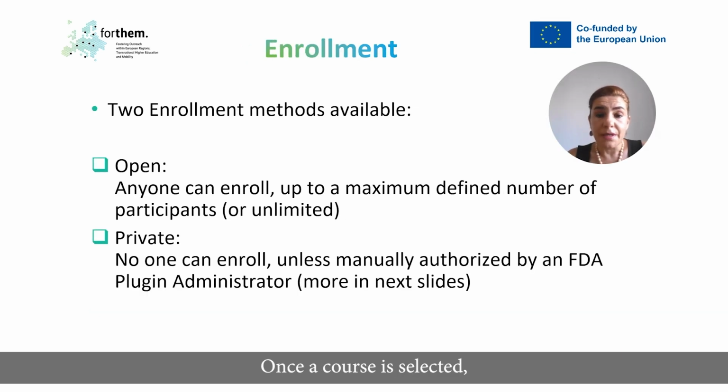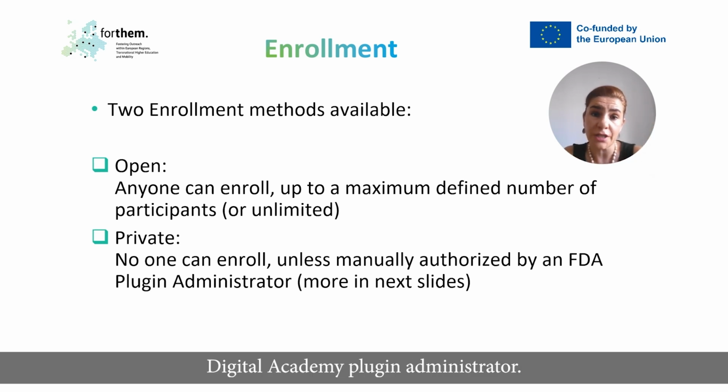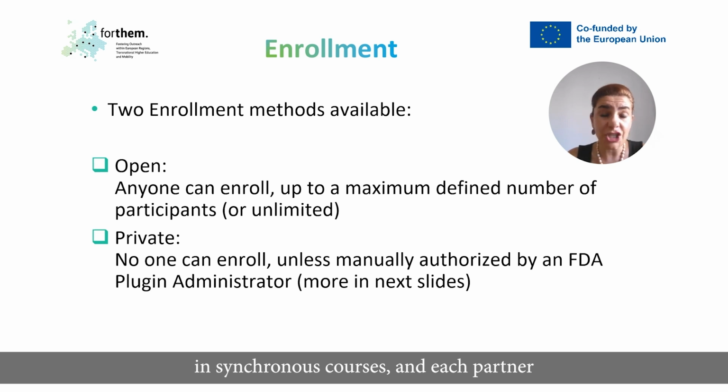Once a course is selected, students can enroll. We offer 2 enrollment methods: open enrollment, where any member of the FORTHEM Alliance can enroll, and private enrollment, where enrollment is restricted and requires manual authorization by a FORTHEM Digital Academy plugin administrator. This option is most common in synchronous courses, and each partner can have the support of a local administrator.